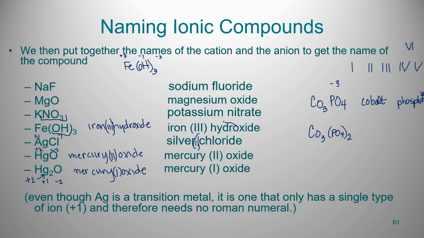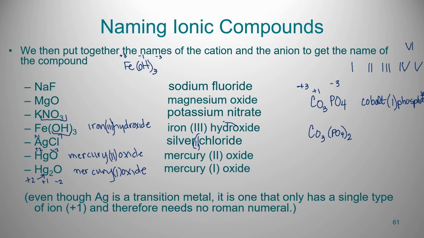Again, I highly recommend just learning these. The quicker you know them, the easier all of this will be for you. Phosphate's a -3. So that means overall the overall positive charge has to be a +3. Since there's 3 cobalts, each one is a +1. So this is cobalt 1 phosphate.